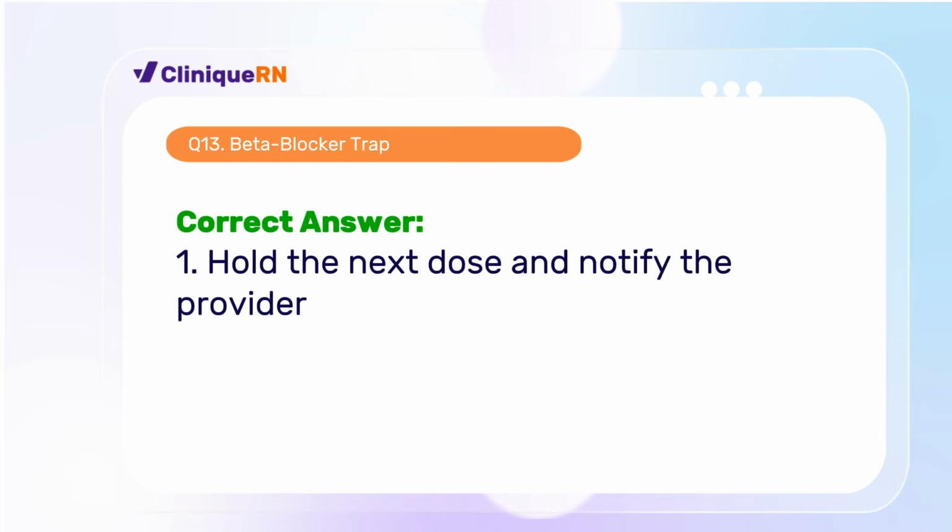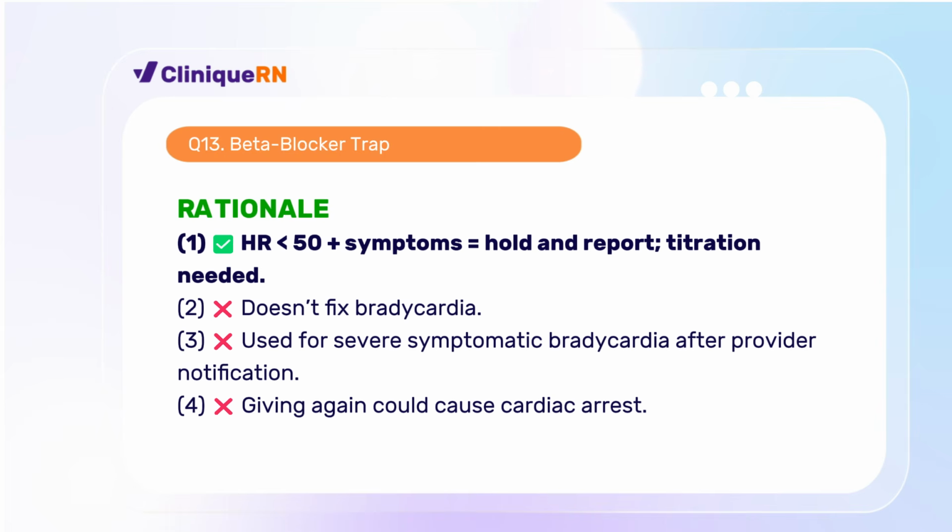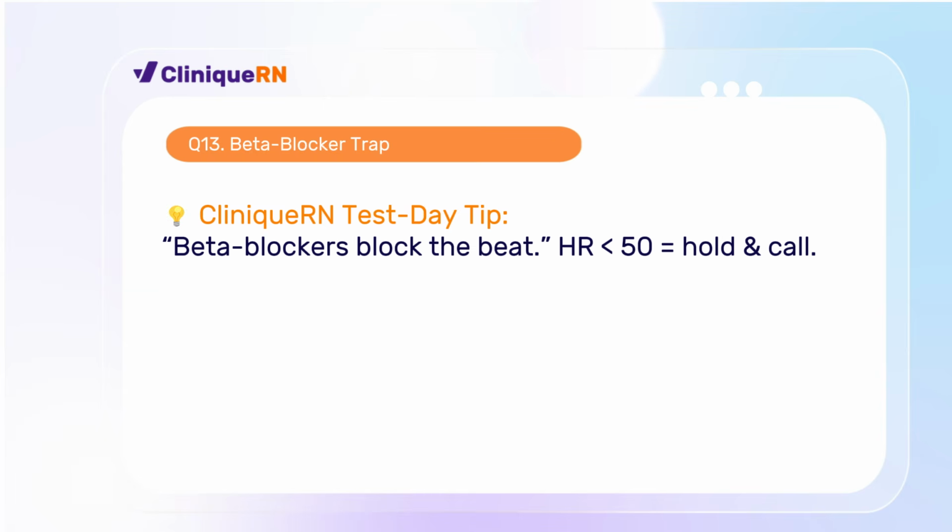The correct answer is 1. Hold the next dose and notify the provider. Rationale. 1. HR less than 50 plus symptoms means hold and report, titration needed. 2. Doesn't fix bradycardia. 3. Used for severe symptomatic bradycardia after provider notification. 4. Giving again could cause cardiac arrest. CliniqueRN tip. Beta blockers block the beat. HR less than 50 means hold and call.